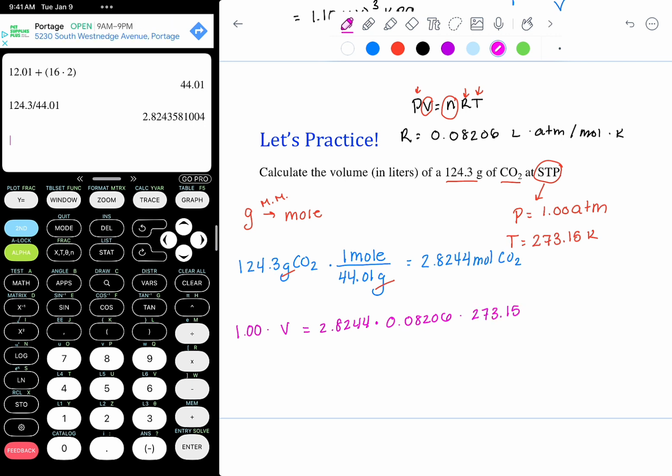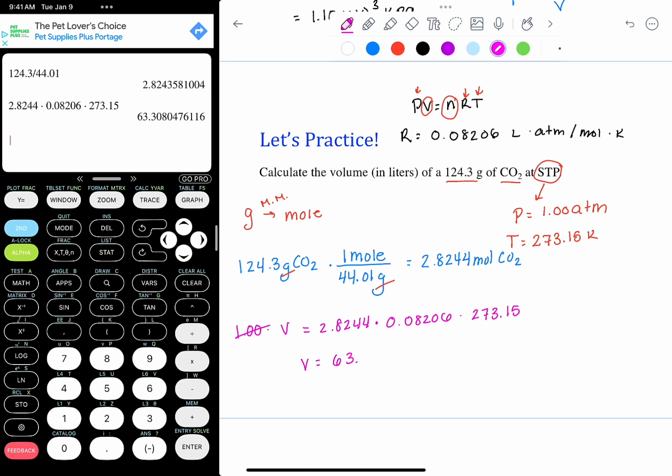Okay, solving for V, we don't need to do anything. That 1 is just going to cancel itself out because it's 1, so we just need to take 2.8244, multiply that by R, 0.08206, times the temperature, 273.15. So that gives us a volume of 63.308 liters. And with sig figs, this would be 63.31 liters. We get 4 sig figs from the value of grams in our problem.